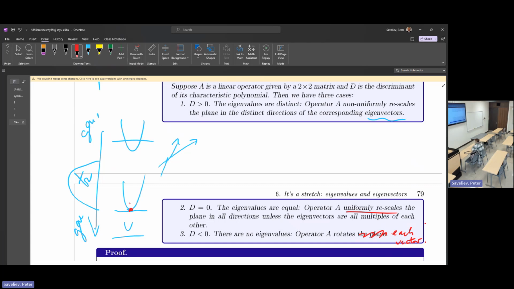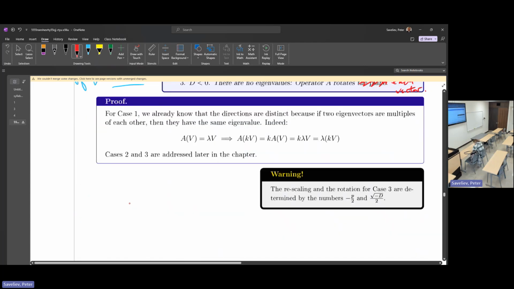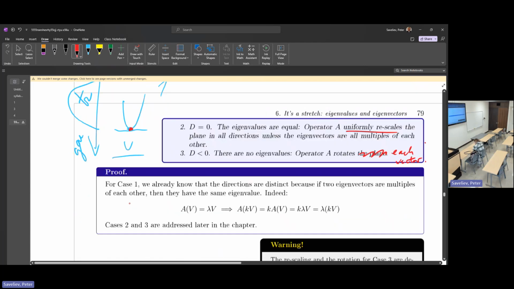So that's the information that we've got. Okay, so like I said, using only the characteristic polynomial and not finding the eigenvectors gives us nonetheless a pretty good classification of the linear operator.